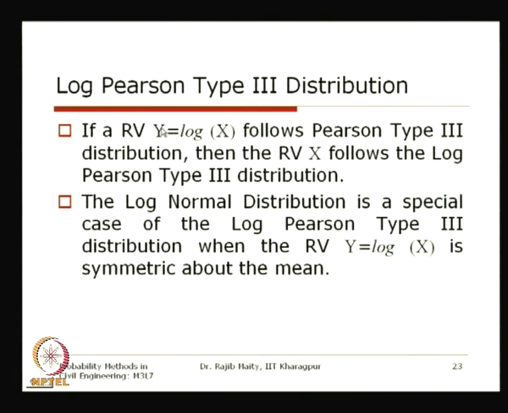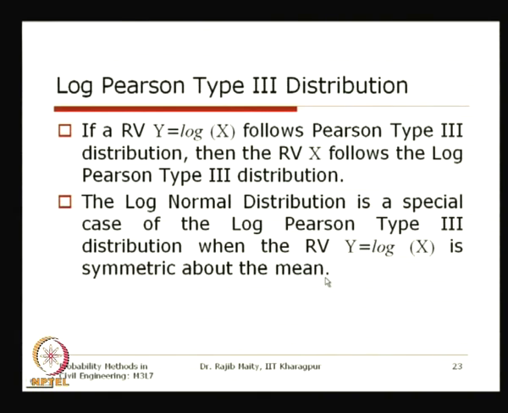remember that what we are talking about here is y. If this y is related to some other random variable through the log, and y follows the Pearson type 3 distribution, then the random variable x follows the log Pearson type 3 distribution. The log normal distribution is a special case of the log Pearson type 3 distribution, depending on how we control the parameters of the Pearson distribution, when the random variable y equals log x is symmetric about the mean.